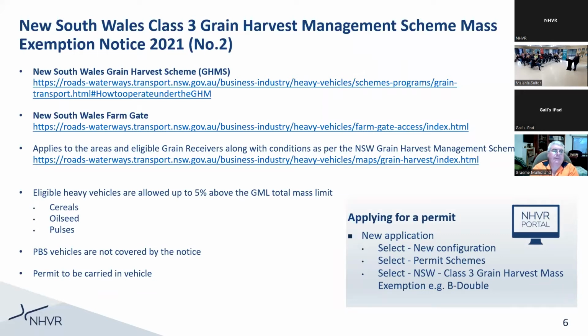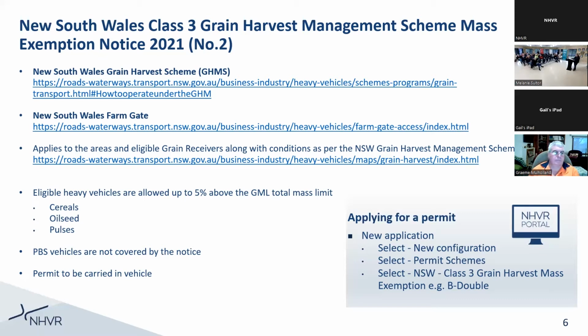Next up is the grain harvest scheme exemption notice. This scheme exempts from state prescribed national requirements and operates in conjunction with the New South Wales Grain Management Scheme. A copy of this notice must be carried in the vehicle, and the operator can provide a legible electronic version of the notice. This notice applies to areas eligible to participate in grain receivers, subject to compliance with any listed conditions applicable to the area route as set out in the Grain Harvest Management Scheme.